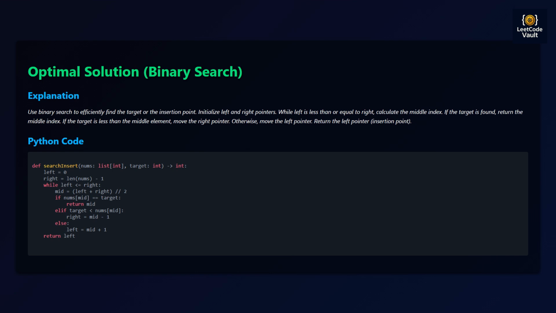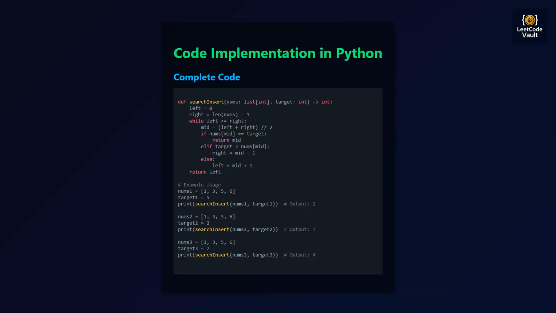If the target is smaller, we focus our search on the left half of the array. Otherwise, we search the right half. We repeat this process until we either find the target or narrow down the search space to a single element. If we don't find the target, the index of the element where the target should be inserted is simply the index of the last element we examined. This dramatically improves our efficiency. Let's see how this works in practice with our examples.